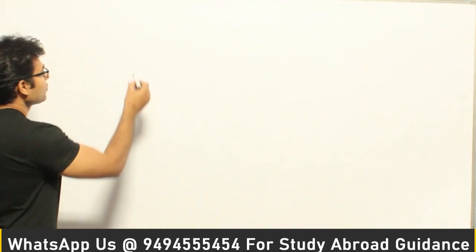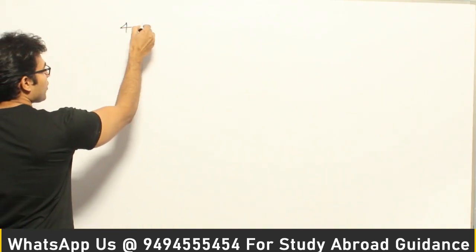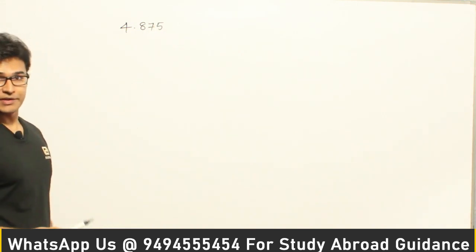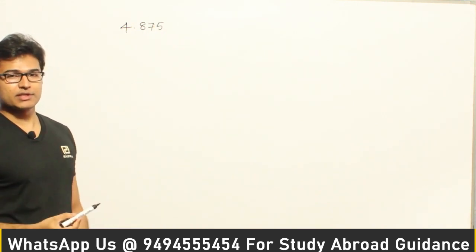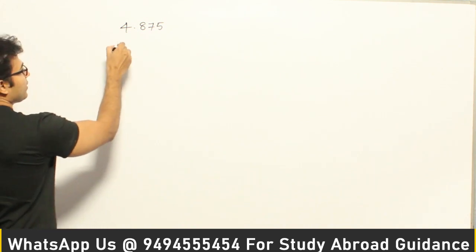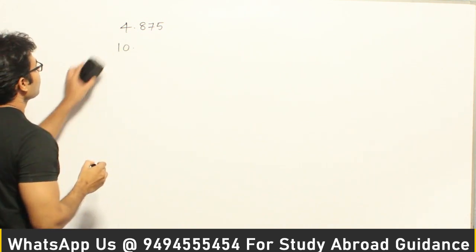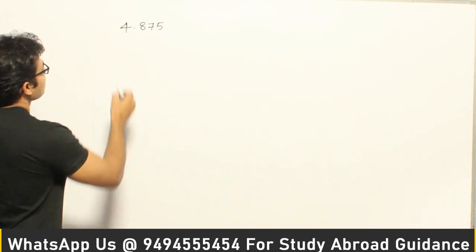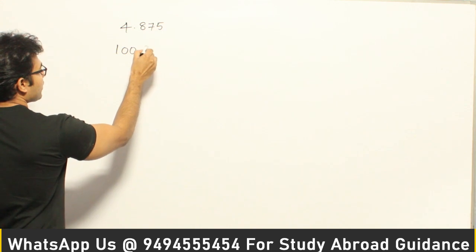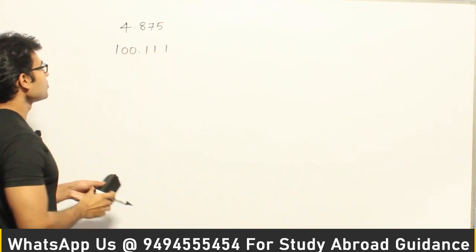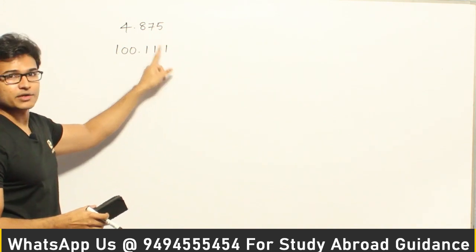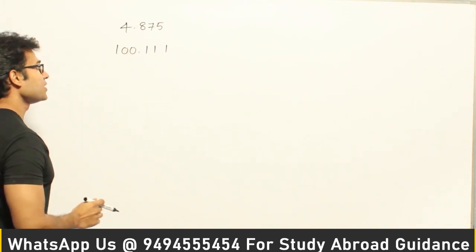Now let's see how to represent this number 4.875 using explicit number representation, and we shall see why implicit will be useful here. So 4 is 100 and .875 is 111. So 0.5 plus 0.25 plus 0.125 is going to be 0.875.